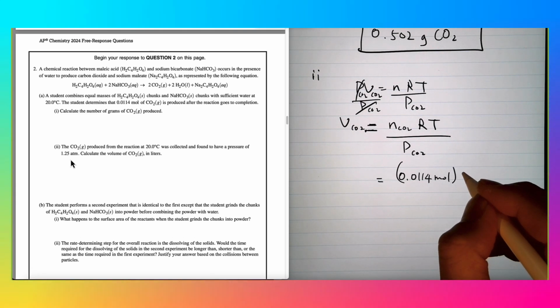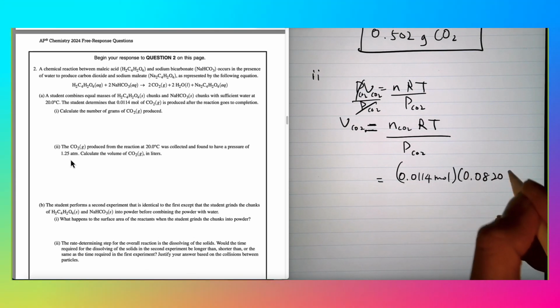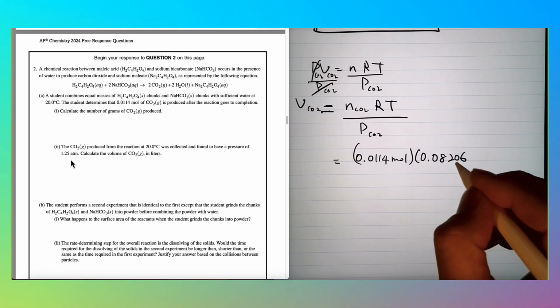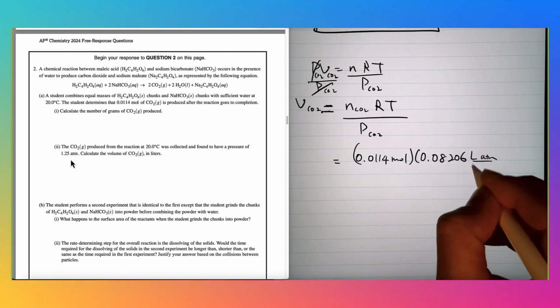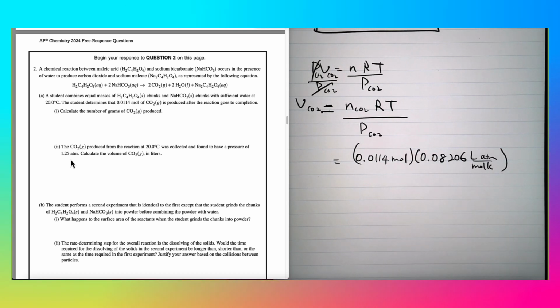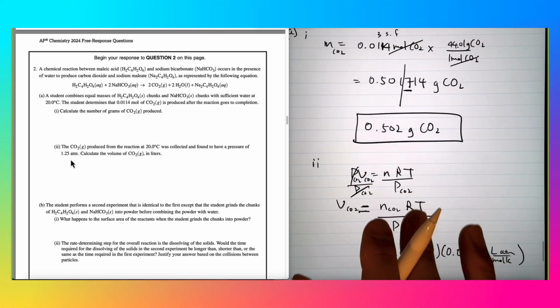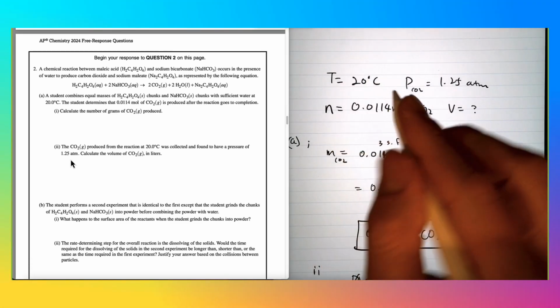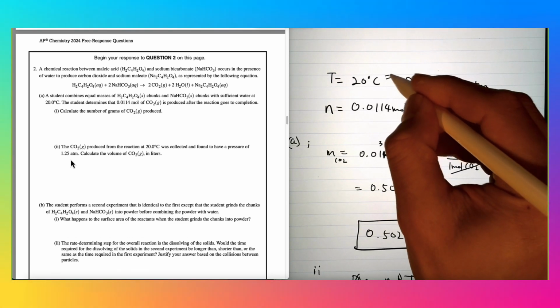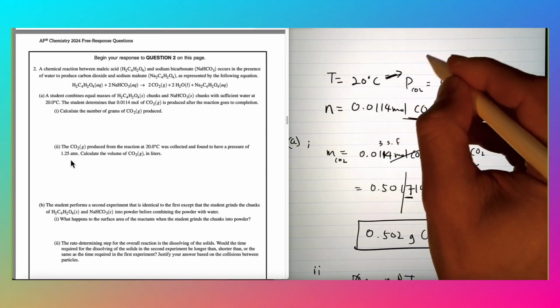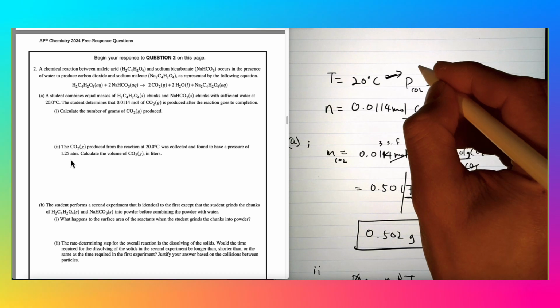I think they use 0.0821 or 0.08206, whatever is given. I'll just go with the 0.08206 liter atm per mole K, and the temperature has to be in Kelvin. Again, unless it's a delta T, Kelvin and Celsius is not going to make any difference. If it's just T, you must write this in Kelvin, absolute temperature. So you need to convert it to Kelvin by adding 273.15.